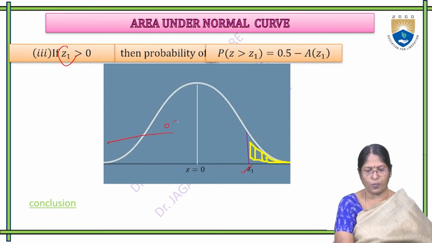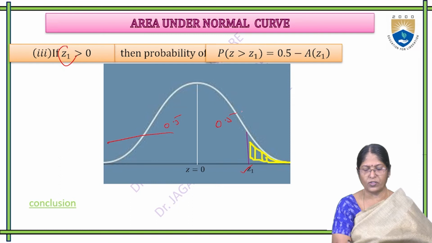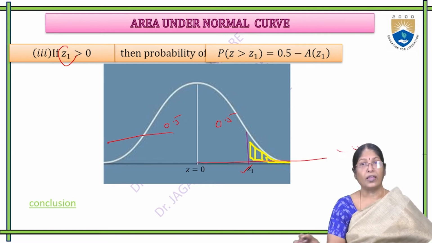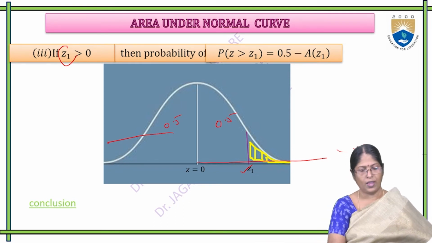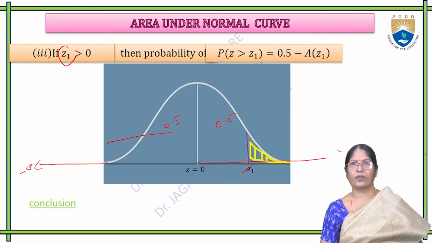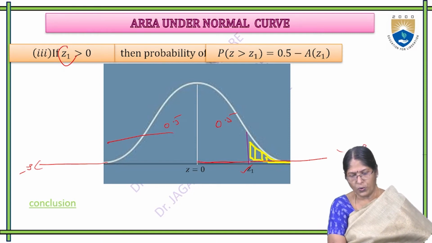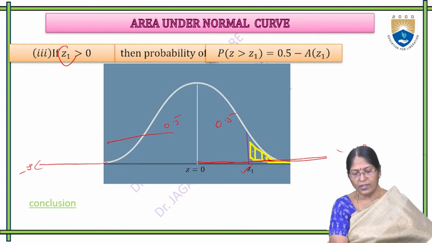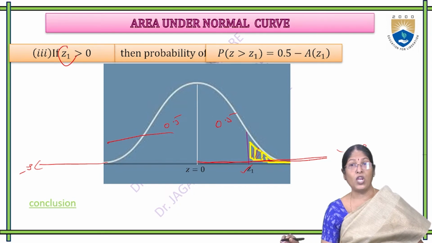This area is 0.5, this area is 0.5. From 0 it goes on to infinity towards positive, and this goes on to minus infinity. Now from 0 it goes on, the area is 0.5 only. So now we need the part shaded in a different color, the yellow one. We have to find out the area of the shaded part.